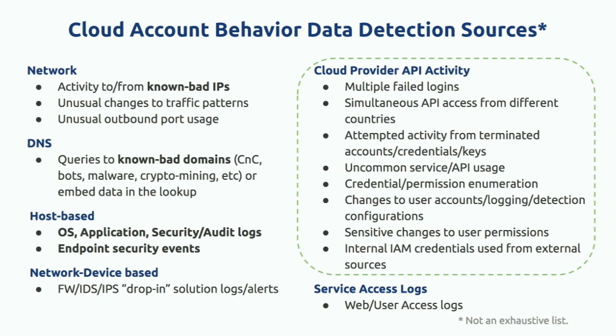Uncommon service API usage, meaning I use compute, but I don't use this database service. All of a sudden, database is spun up, or all of a sudden, all these GPU-backed instances are spun up. That's suspicious, right? Because that might be crypto mining. People tend to not spin up 1,000 of them at once, right?